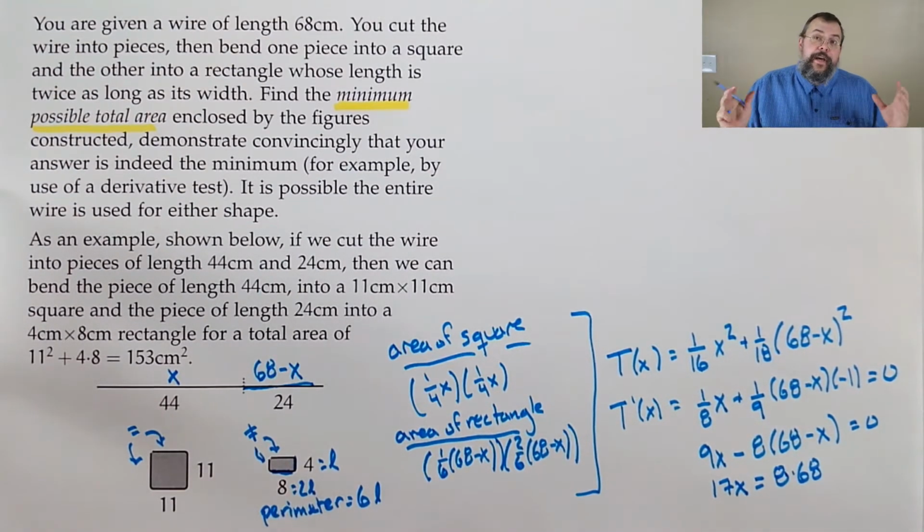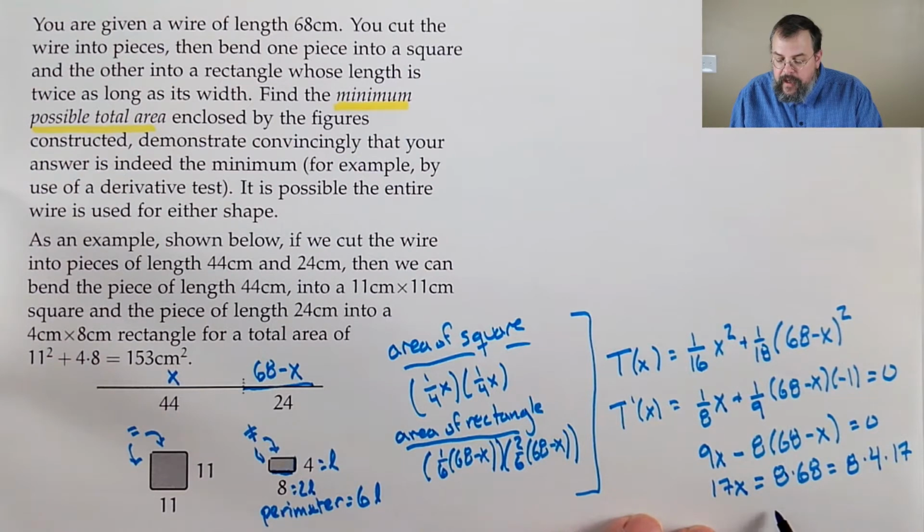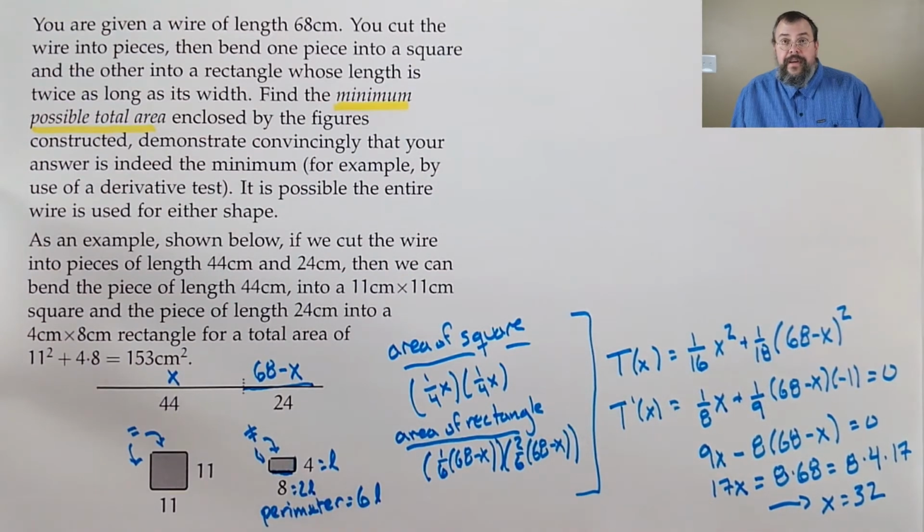Now, if we have any hope of this being a nice number, something has to be divisible by 17 because it's a prime number. Well, 17 does not divide into 8. Does 17 divide into 68? It does, right? 17 times 4 is 68. So what we really have is that this is 8 times 4 times 17. Cancel the 17s, and we get x should be 32. All right, so we now have a candidate. Okay, so x equals 32.